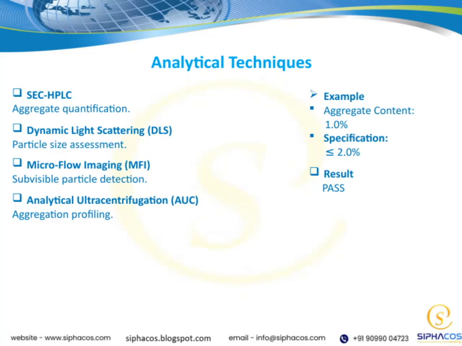Here's an example showing how we measure and control aggregates in a sample. The aggregate content is just 1%, well below the 2% limit we set. Because of that, the sample passes. We use several analytical techniques to get these results. SEC-HPLC quantifies aggregates. Dynamic light scattering measures particle size. Microflow imaging detects subvisible particles. And analytical ultracentrifugation profiles aggregation in detail. Each method gives us a different piece of the puzzle.